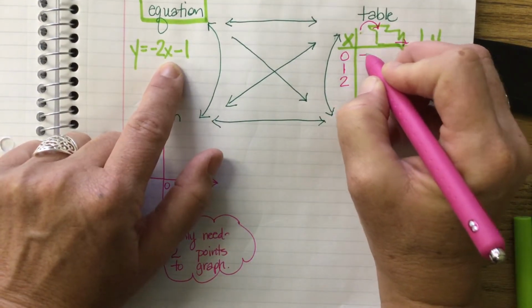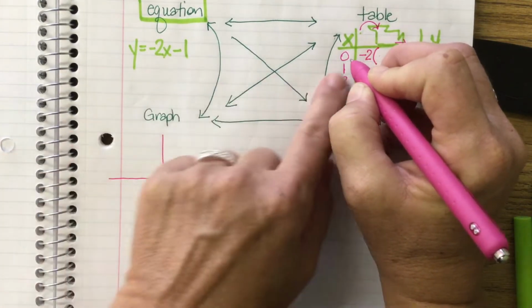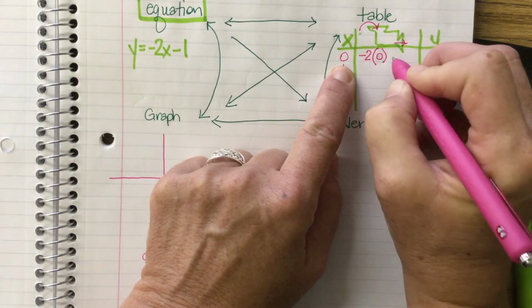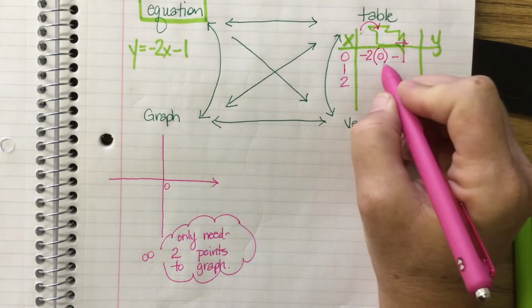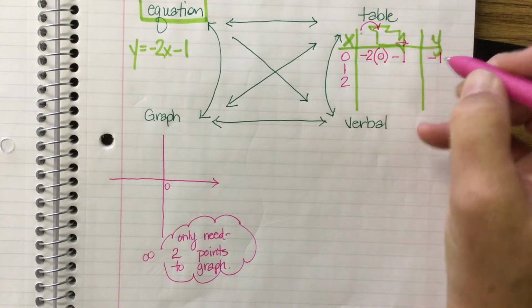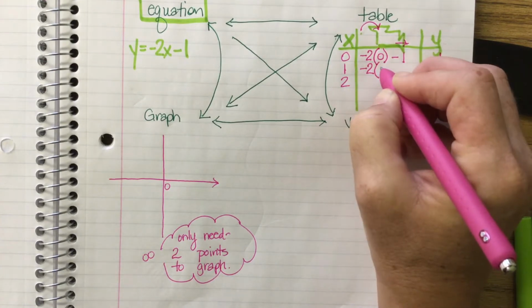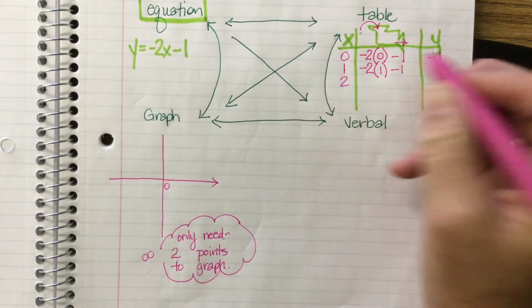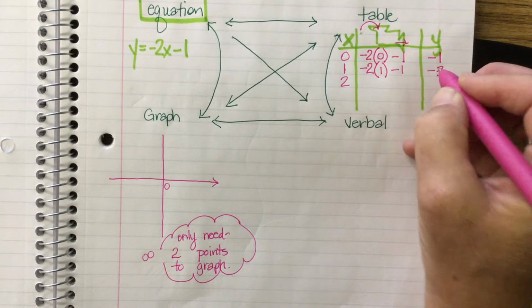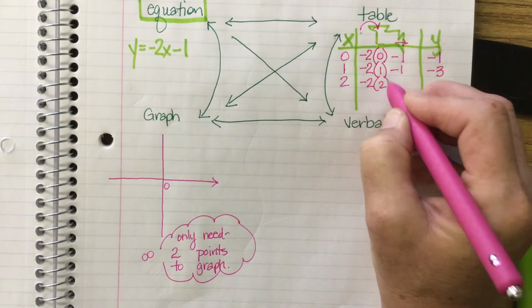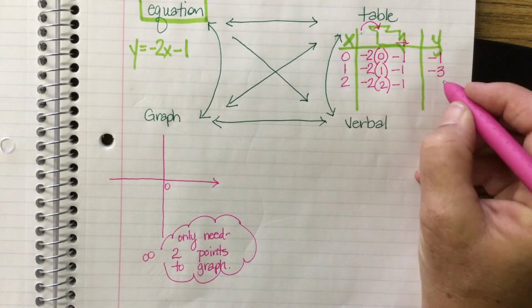All right, so what I do, remember that my y is equal to, and I rewrite this expression, so negative 2, I'm going to use parentheses, and I'm going to substitute 0 for my x, minus 1. If you put it in your calculator, any number times 0 is going to give you 0. 0 minus 1 is going to be a negative 1. Now I'm going to substitute my 1. I rewrite the whole expression, and now negative 2 times 1 is negative 2 minus 1 is going to give me negative 3. Same thing. So negative 2 times 2 is negative 4 minus 1 is negative 5.